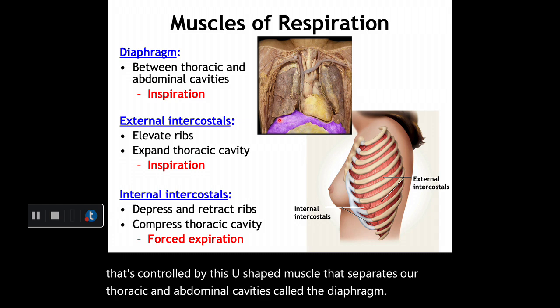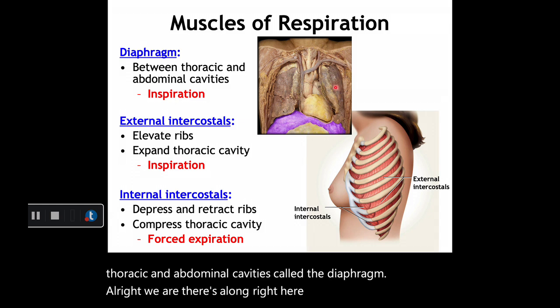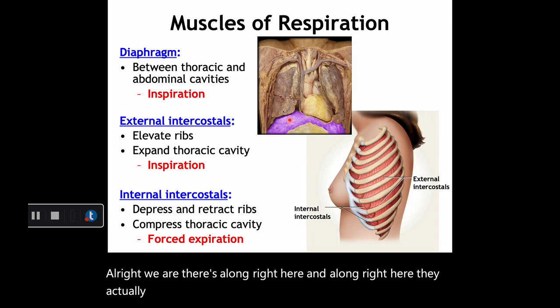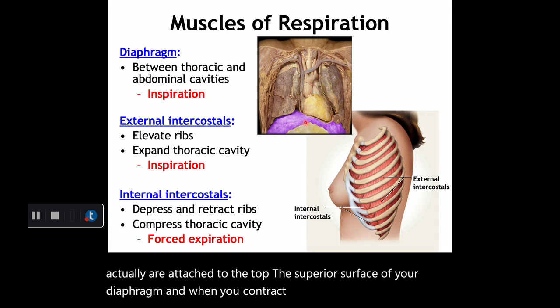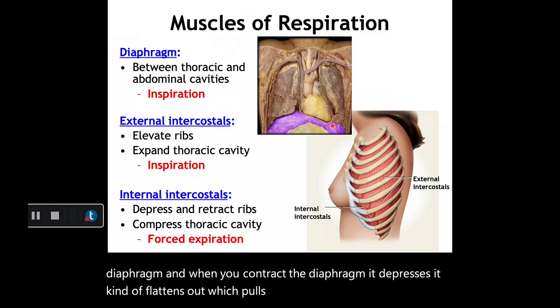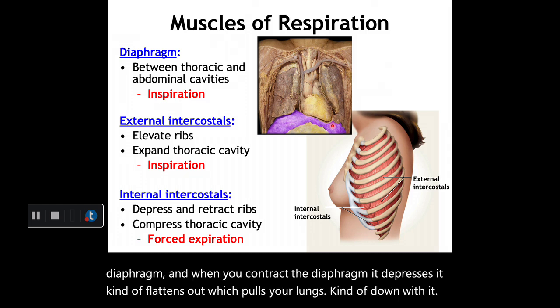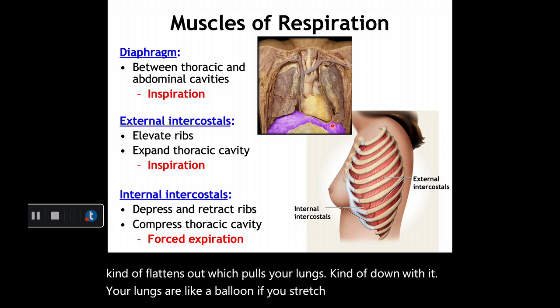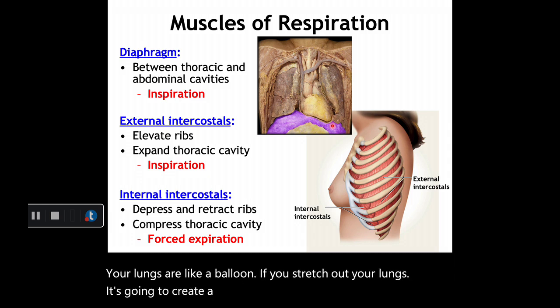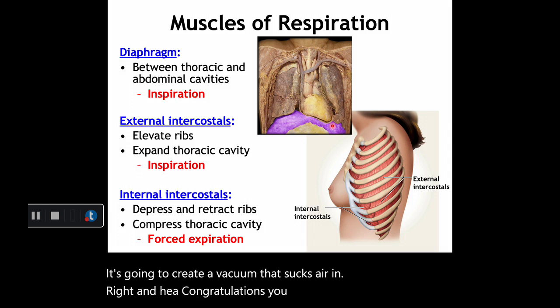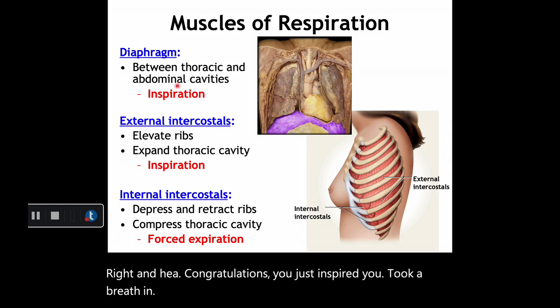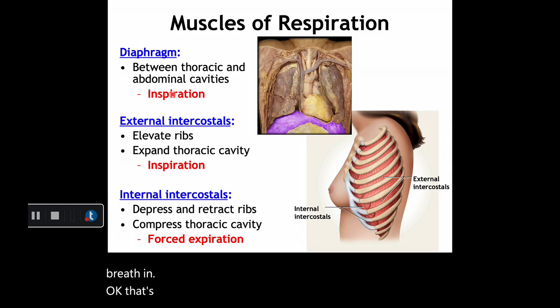When there's a lung right here and a lung right here, they actually are attached to the superior surface of your diaphragm. When you contract the diaphragm, it depresses, it kind of flattens out, which pulls your lungs down with it. If your lungs are like a balloon and you stretch them out, it's going to create a vacuum that sucks air in. And hey, congratulations, you just inspired. You took a breath in. That's inspiration.